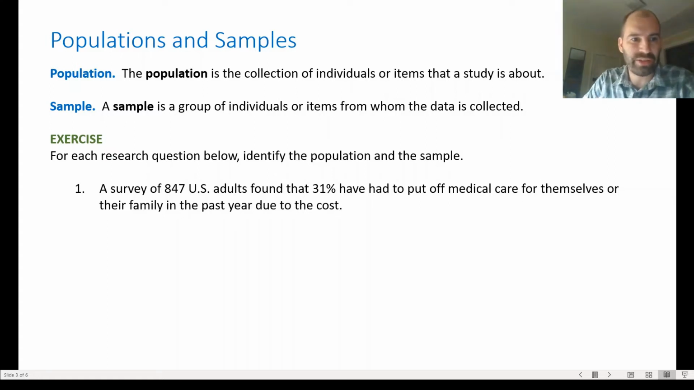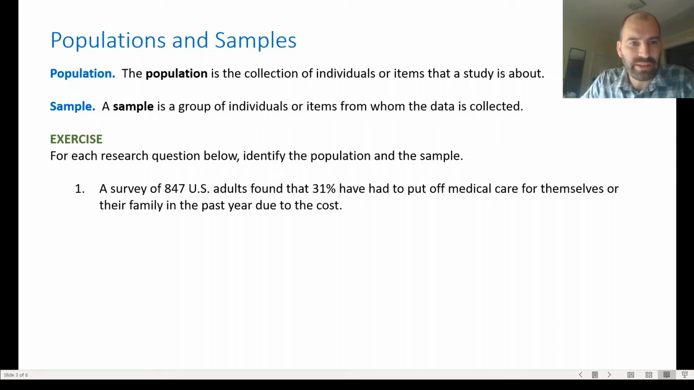But let's take a look at these examples here, these exercises. For each research question below, identify the population and the sample. So number 1, a survey of 847 U.S. adults found that 31% have had to put off medical care for themselves or their family in the past year due to cost. Okay, so what is the sample here?